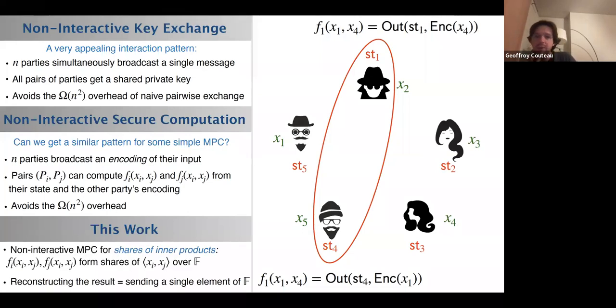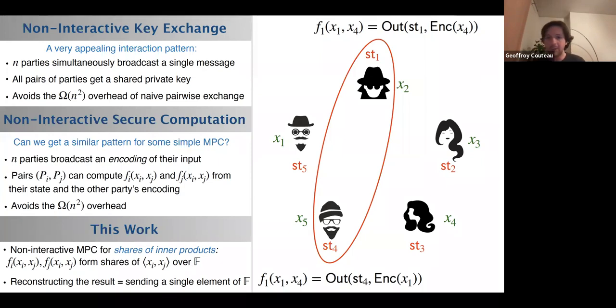And in this work, we show that it's possible to do non-interactive secure computation for shares of inner products between vectors held by the parties. So now the functions fi and fj will form additive shares of the inner product between xi and xj over any field F of your choice.